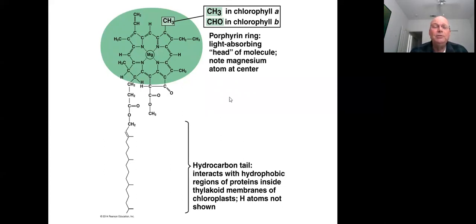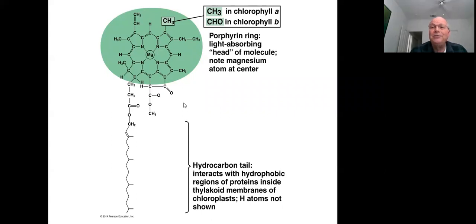And the difference between the two chlorophyll molecules, chlorophyll A versus chlorophyll B, is very subtle, but nonetheless very important. A more hydrophobic functional group, the methyl group, in this location on chlorophyll A, and a more hydrophilic functional group, the carbonyl group, in the same position on chlorophyll B. That subtle difference changes the absorption spectrum of the chlorophyll A versus the chlorophyll B.